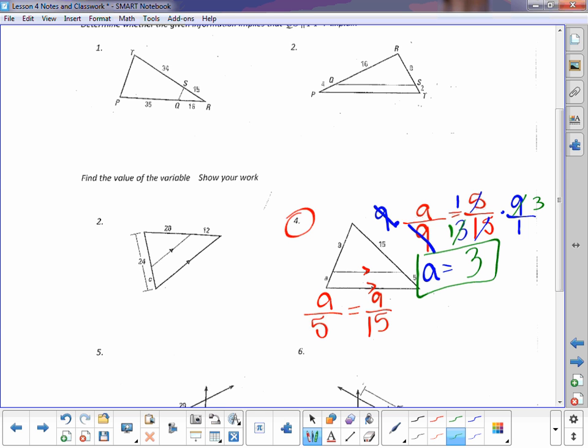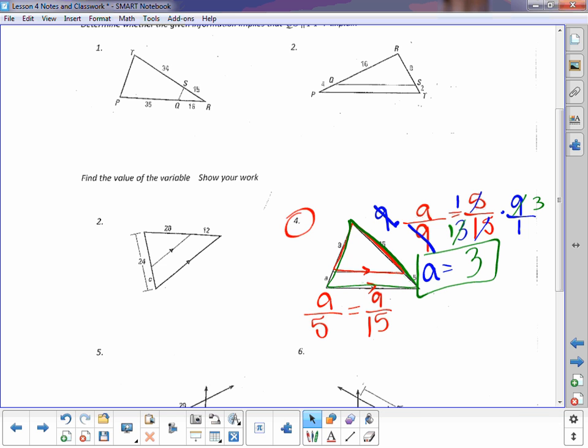Alright, so this is an example of our side splitter. Again, we have a triangle where those two lines are parallel. Then I can compare my pieces. This is different than what you were doing on your homework, where we didn't know this theorem yet. And so we had to compare our small triangle to the big triangle, comparing the sides. Right now we're comparing just the pieces of the side.